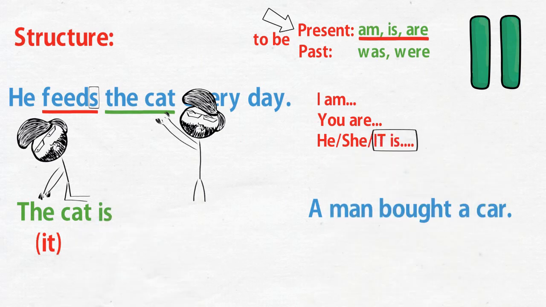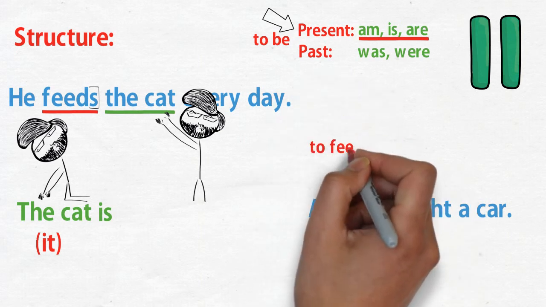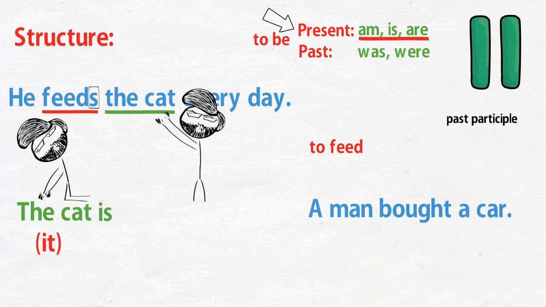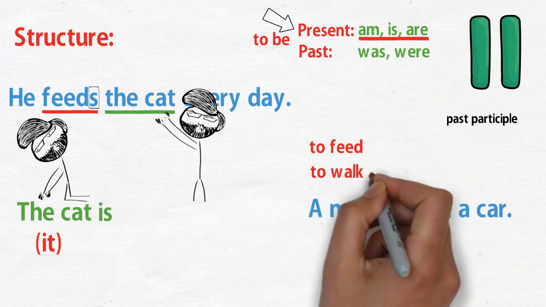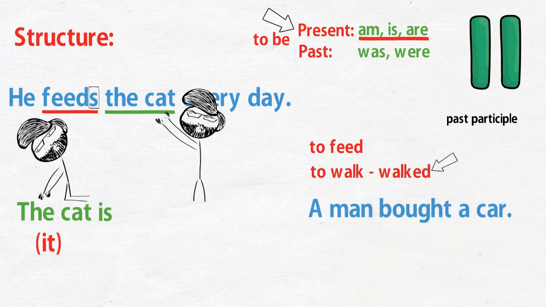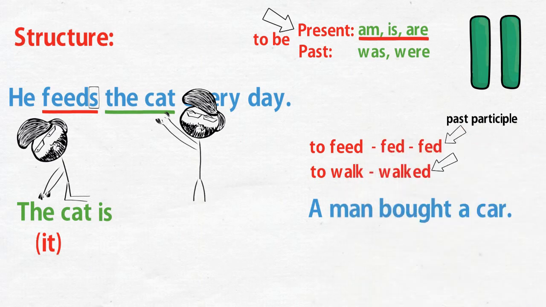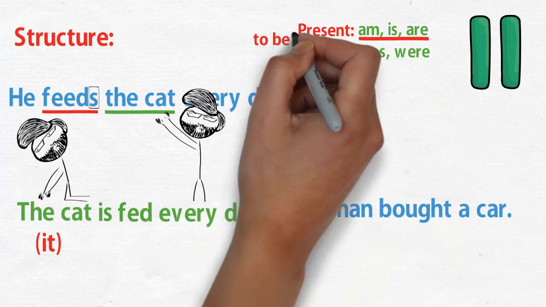Now the last step is the verb to feed. We need to put it in past participle form. Now please don't be scared by the fancy name. It's just the third form from the list of irregular verbs that you must have seen at one moment or another. Or if it's a regular verb, just add ed. For this example, it's feed, fed, fed. And there you go.